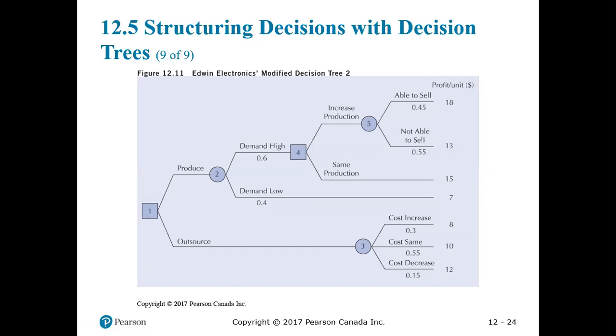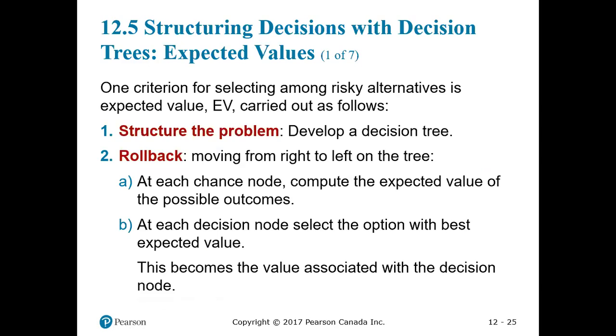We will then continue to find the expected value for node 2. The expected value of node 2 would be 0.6, the probability, times the expected value at node 4, and we would add to that the expected value for low demand, which would be 0.4 times 7. So roll back, moving from right to left on the tree. At each chance node, compute the expected value of the possible outcomes. At each decision node, select the option with the best expected value.